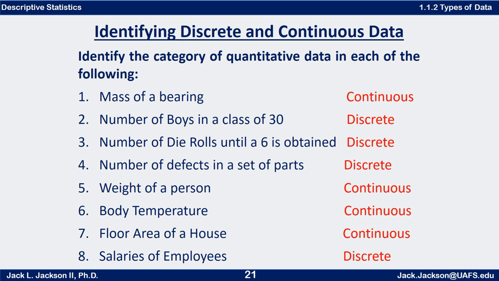Body temperature, that's continuous. The floor area of a house, continuous. Salaries of employees, that's actually discrete, because depending on your unit of monetary measurement, here in the United States we use dollars and cents. Everything's rounded off to the nearest cent. So when you give a salary, it's actually a discrete thing.